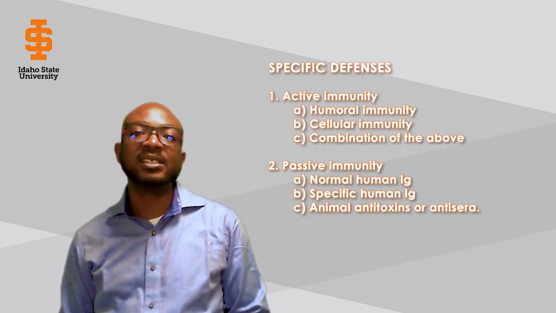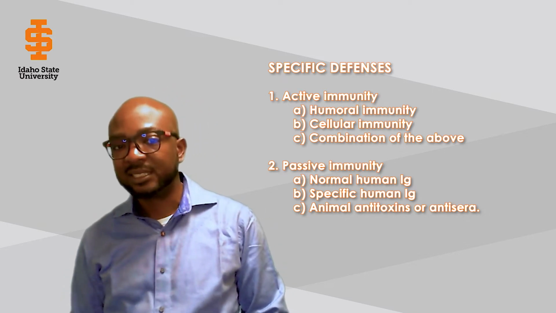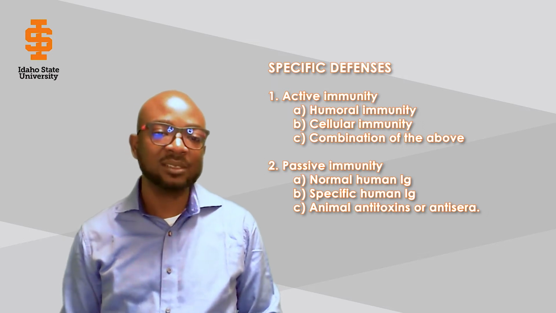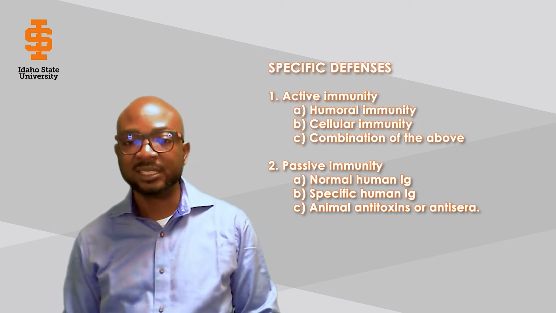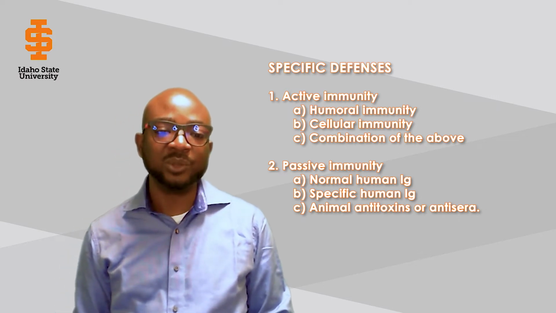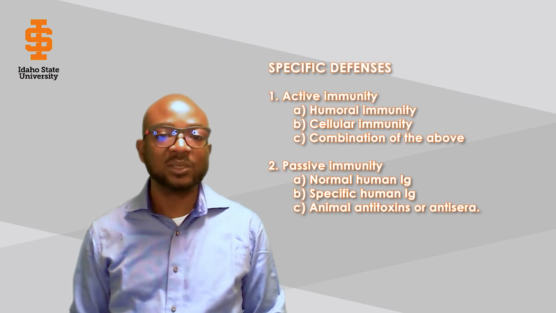The specific defenses may be discussed for convenience under the following headings. It could be active immunity, under which we have humoral immunity, cellular immunity, or a combination of these. And it could be passive immunity, which has normal human immunoglobulin, specific human immunoglobulin, or animal antitoxins or antisera given to the individual.